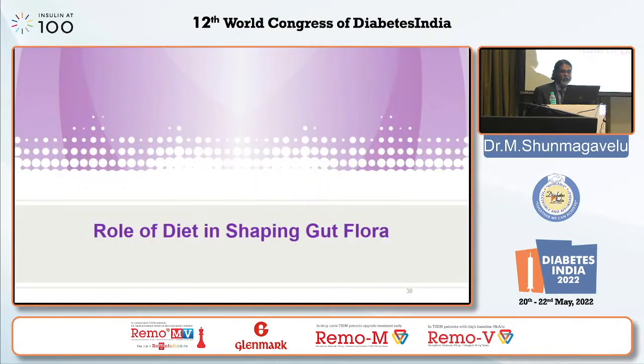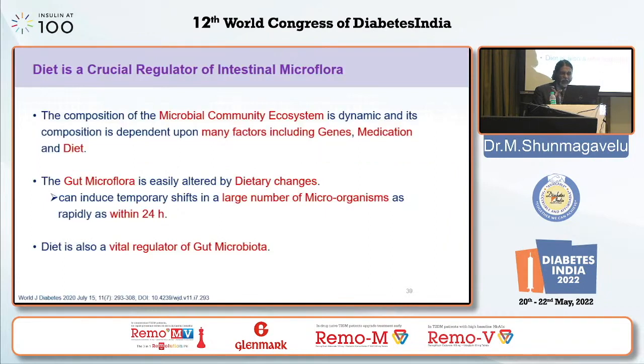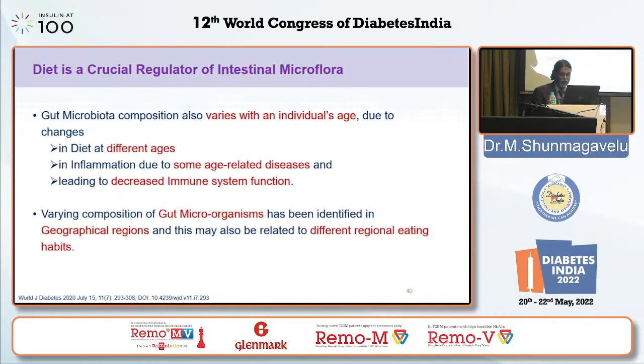Next is the role of diet in shaping the gut flora. So diet is a crucial regulator of intestinal microflora. The composition of the microbial community ecosystem is always dynamic. It is dependent upon many factors, and the gut microbiota is easily altered by dietary changes. We can see changes within 24 hours. It is also a vital regulator of gut microbiota. The composition also varies with an individual's age, and varying compositions of the gut microorganisms have been identified in different geographical regions, and they may also be related to different regional eating habits.